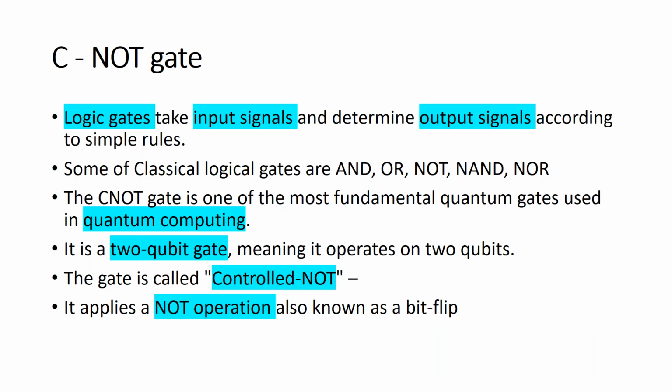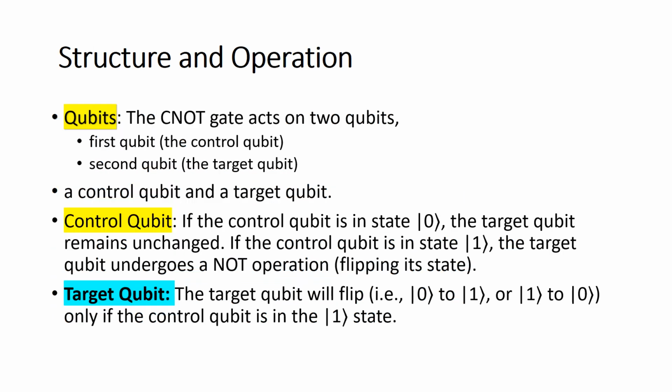There are classical logic gates like AND, OR, NOT, NAND, NOR, etc. These gates take certain input signals and give the corresponding output signals according to certain rules assigned. This CNOT gate is one of the fundamental quantum gates used in quantum computing. It uses 2 qubits, and is also known as controlled NOT gate, as it does the NOT operation, also known as bit flip. As mentioned earlier, the CNOT gate uses 2 qubits.